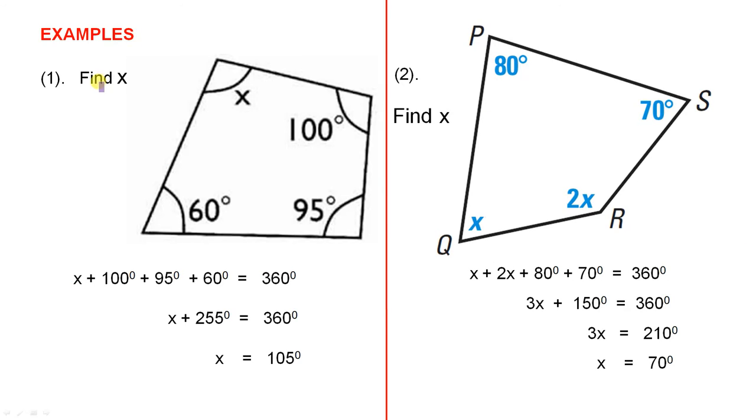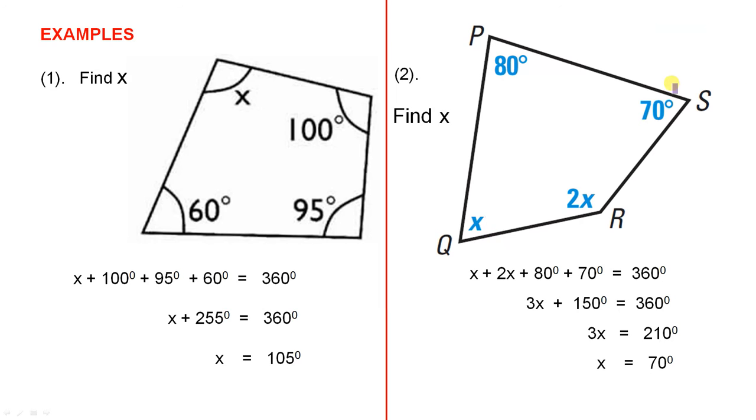So the first example is asking us to find x, that is the unknown angle, and we have to remember the rule that we saw on the previous slide. So we have x, 100 degrees, 95 degrees and 60 degrees. Using the rule on the previous slide, we can form this equation. Those four angles add up to 360 degrees. So when you add those three up, you have 255 degrees. So x plus 255 degrees equals 360 degrees. So x equals 105 degrees.